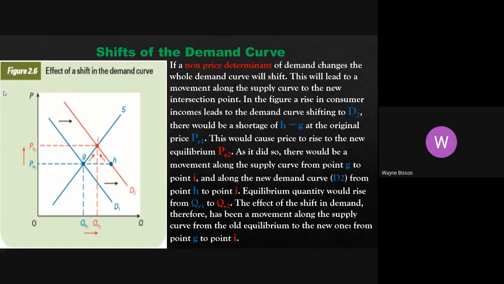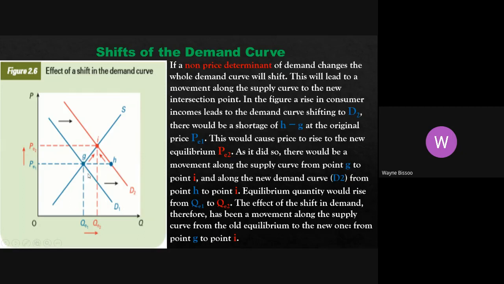All right, so another thing that happens is that you can have shifts and movements taking place simultaneously. This is where the market starts to get really tricky, because you can have a non-price determinant changing, causing a shift in a demand curve or supply curve, and that then leads to a movement along the curve. So let's look at diagram 2.6. The demand curve starts at D1, and something happens that causes the demand curve to shift to the right. That means demand has increased from D1 to D2 at all prices.